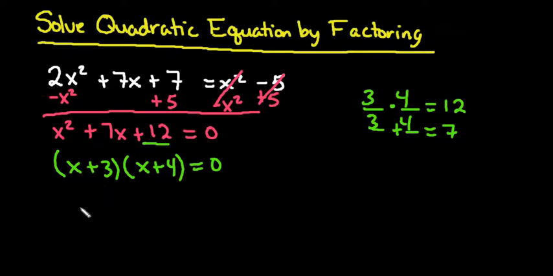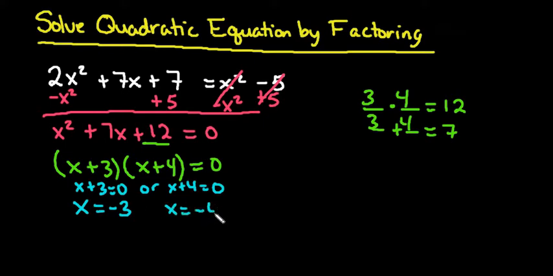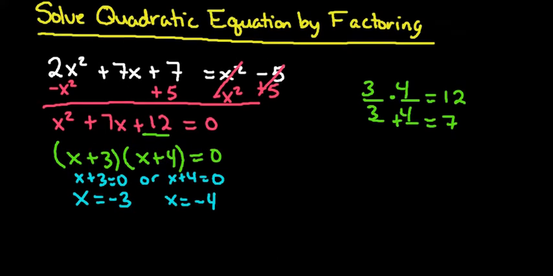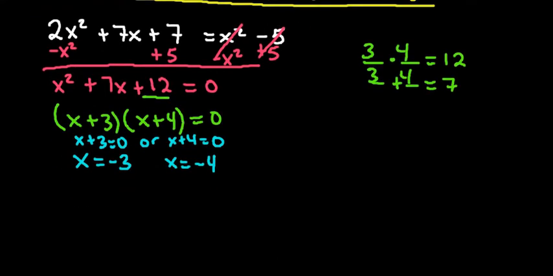So to solve this, we would end up with x equals -3, because either this factor has to equal 0, or this factor, x plus 4, has to equal 0. So we can see that x is either -3 or x is -4. You always want to check it back in the original equation just to make sure that both of them really do work, that you didn't make a mistake somewhere.